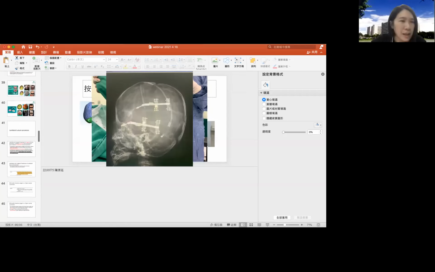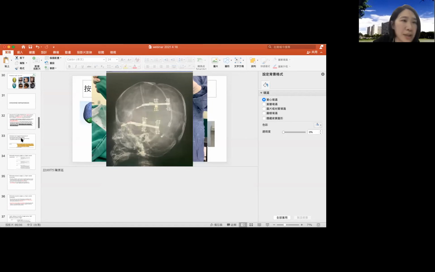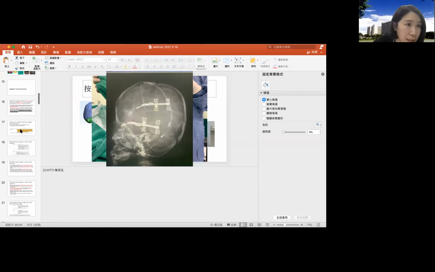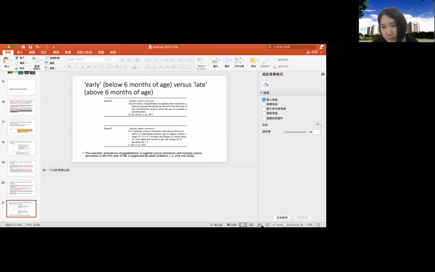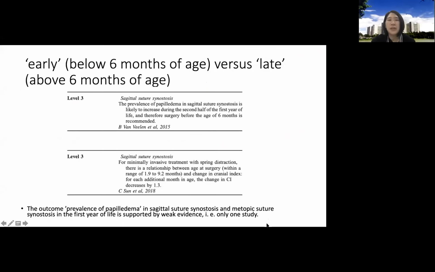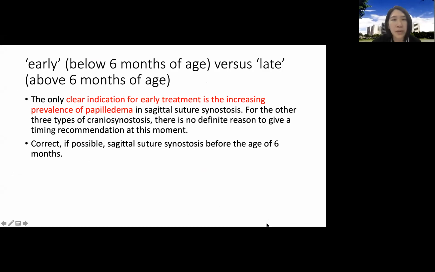I think from the guidelines we read through today, there's only evidence for the sagittal, like this slide. Like this one. So go through these 4 types of single suture craniosynostosis. There's only evidence for sagittal suture craniosynostosis that you should do earlier surgery. So they recommend, if possible, you should do the surgery before the age of 6 months.